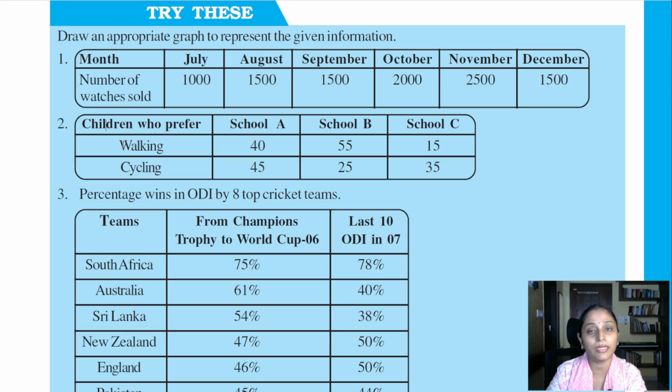That means here I have a double bar graph, right? And then what do you have on the x-axis? You'll have all the three schools: School A, School B, School C. Each school you will have two bars, one for walking, one for cycling, right? So let us look at this.